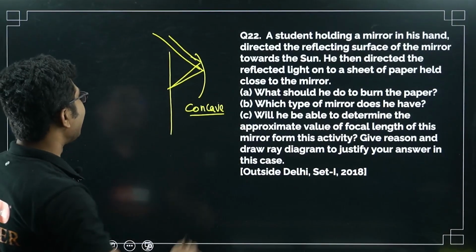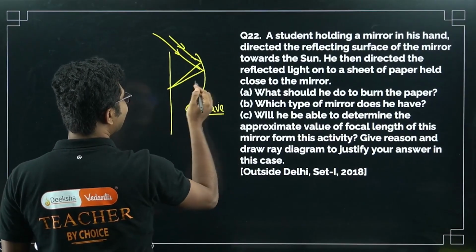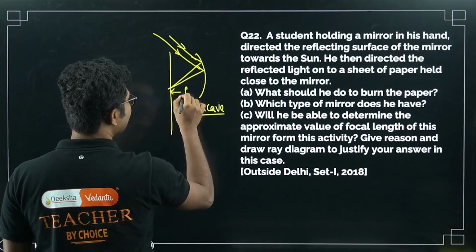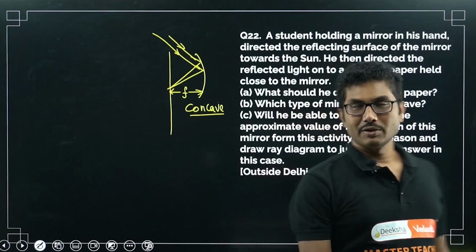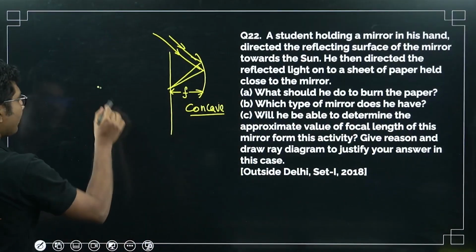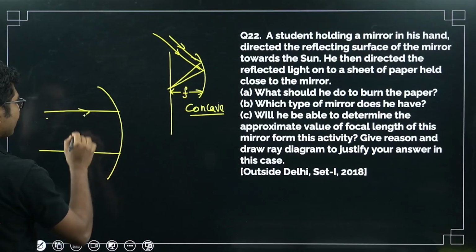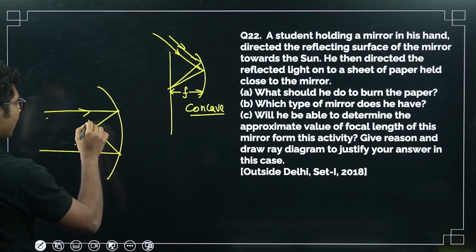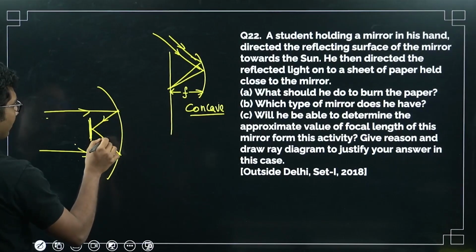In this case, I have already drawn the ray diagram. As you can see, because the rays are converging here, if you measure this distance, it gives you almost the approximate focal length of the mirror. For parallel rays falling on a mirror, after reflection they all focus at a single point. You can draw this diagram like this as well, whatever you are comfortable with.